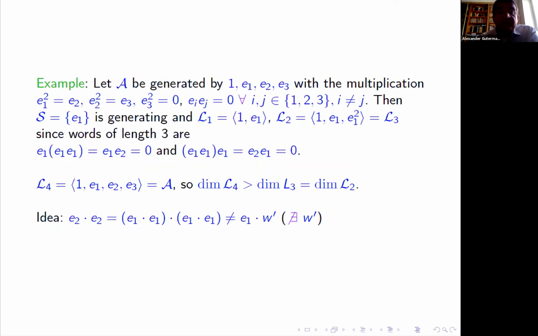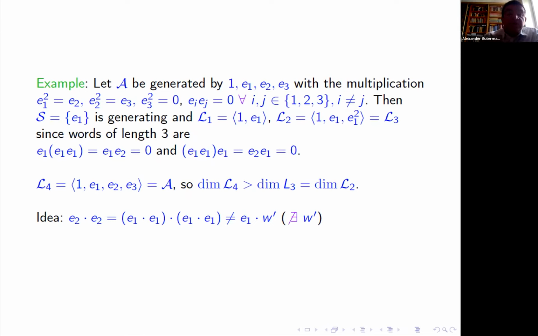Just look at this example here. We have such an algebra generated by these 4 generators. The first one squared is equal to the second. The second one squared is equal to the third. And finally, the third one squared is 0. All pairwise products are 0 as well.